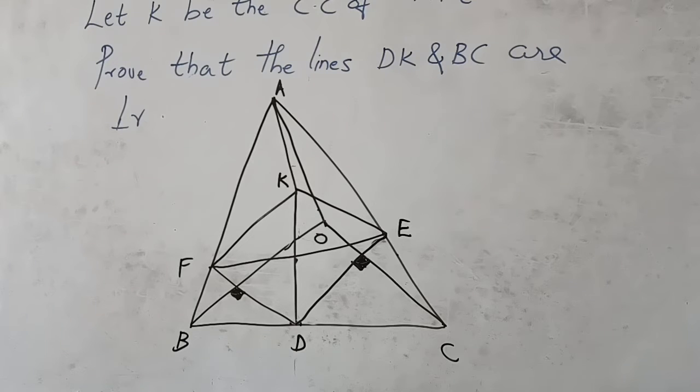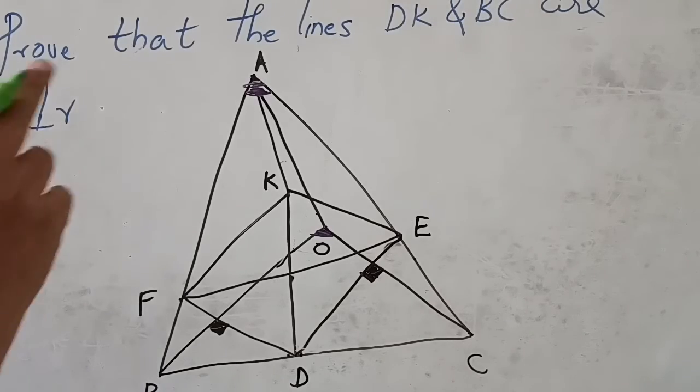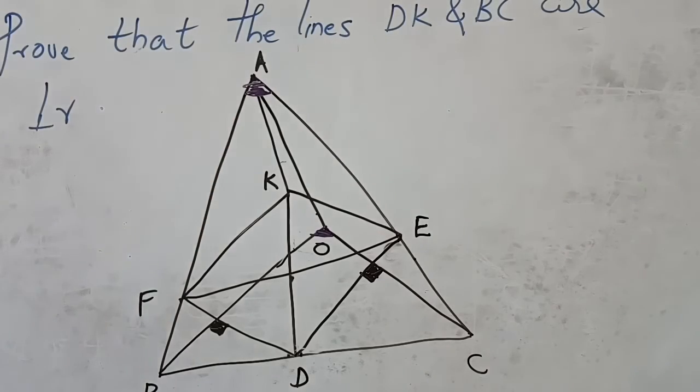Okay. Now I have marked the circumcenter of the triangle AFE, which is K, and I have joined K to each of the three vertices. So I get the lines KA, KF and KE. Now the question is to prove DK is perpendicular to BC. Which means this particular angle is 90 degrees. Okay. So this is angle A.